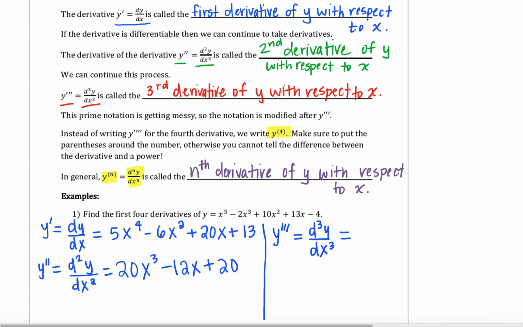So the derivative of 20x cubed would give us 60x squared. The derivative of negative 12x would give us minus 12. And then 20 is now a constant, and derivative of any constant would drop to be 0.